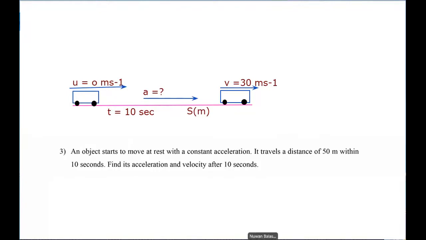Let's mark the given data as usual. An object starts to move at rest. Therefore, initial velocity is 0. With a constant acceleration, it travels a distance of 50 meters. Displacement is given. What is the displacement here? 50 meters within 10 seconds. So displacement 50 meters, time taken 10 seconds. Find the acceleration and velocity after 10 seconds. So it means final velocity not given. Draw the figure. Find the acceleration and final velocity.